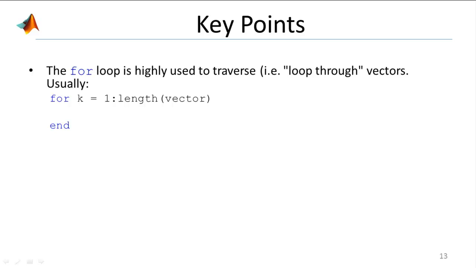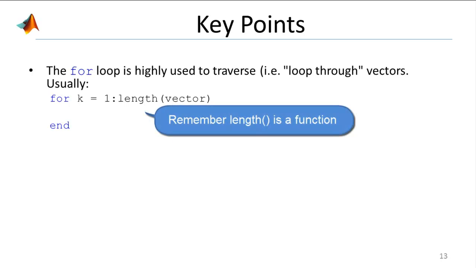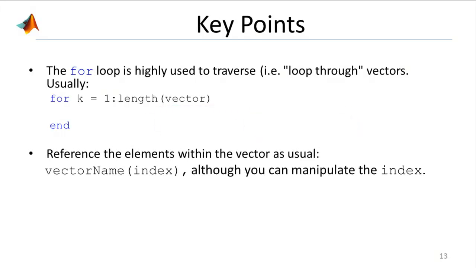So let's conclude. The for loop is usually the one that is used to traverse vectors. The while loop can be used, but notice how everything in the for loop is set up perfectly. We tend to go from 1 to the length of the vector. Today we had to tweak the length because we didn't want to go overboard. To reference the actual elements within the vector, keep in mind it's what we've been doing. Vector name, and in parentheses the index. Again, today we had to manipulate the index to go k plus 1. You could do k minus 1, k plus 2, depending on the problem you're solving.